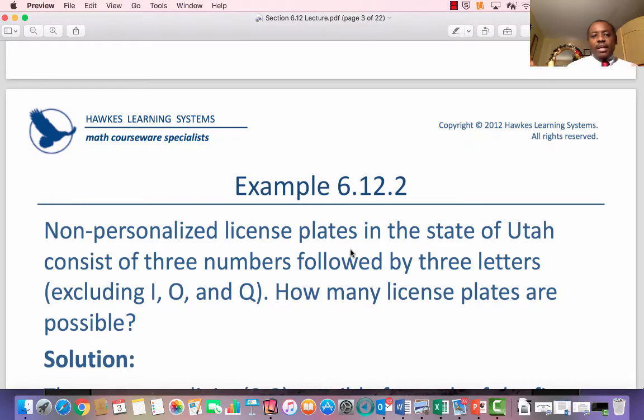Example 1. Non-personalized license plates in the state of Utah consist of 3 numbers followed by 3 letters excluding I, O, and Q. So we have 6 events happening here. 3 numbers or 3 digits followed by 3 letters. How many license plates are possible? Beautiful. Now let's look at it.